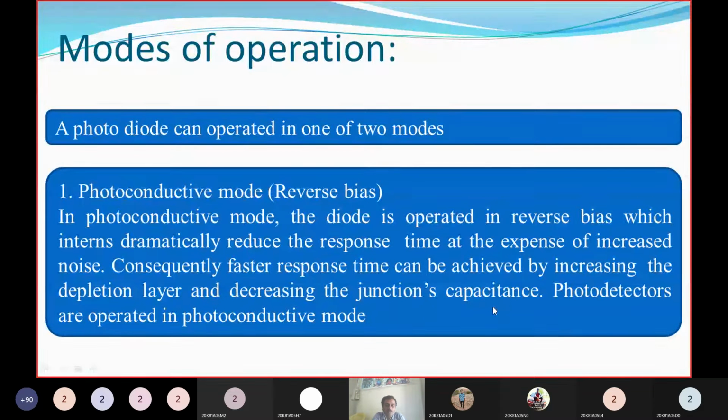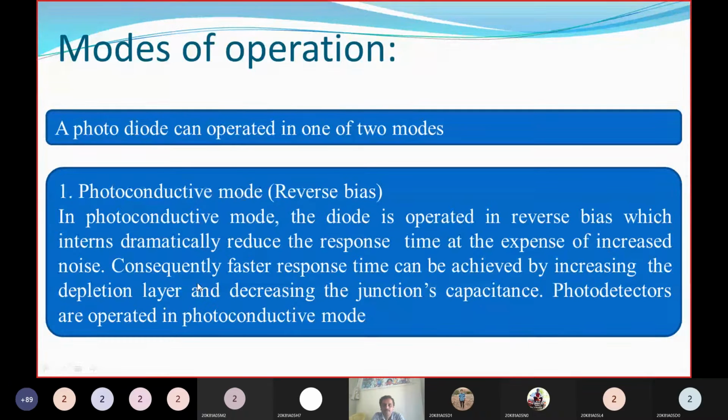Photodetectors are operated in photoconductive mode. Already we discussed some parameters above. So how can we make those parameters accurate? By using the connections here. Once again, in photoconductive mode the diode is operated in reverse bias. It dramatically reduces the response time at the expense of increased noise.